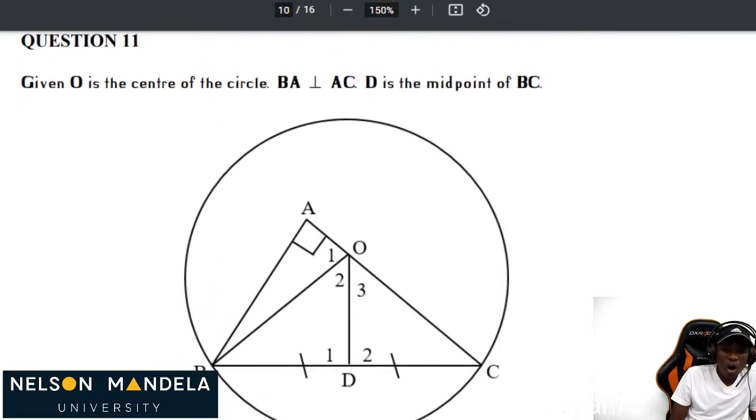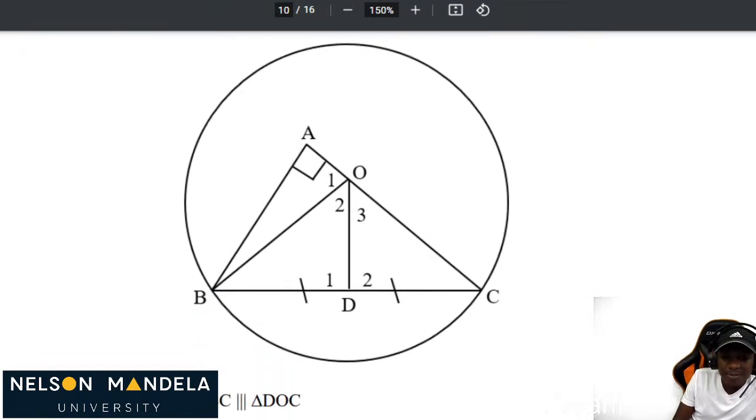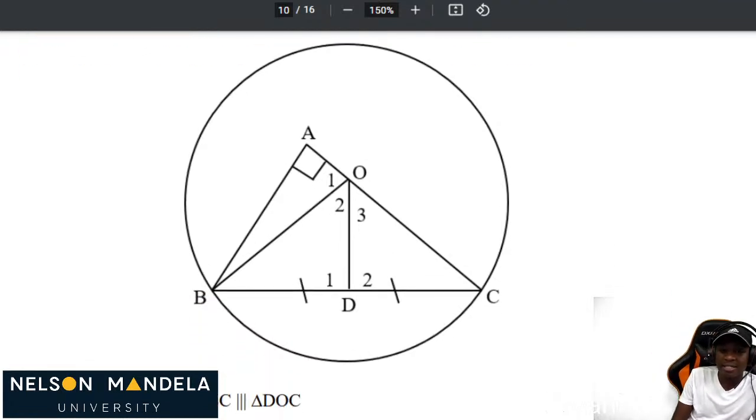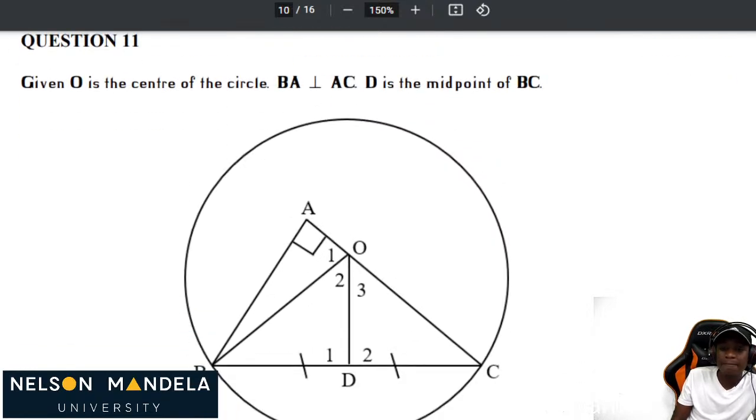Now, given O is the center of the circle, BA is perpendicular to AC. Where is BA? Oh, that's BA. We can see that they are perpendicular to each other because of that angle of 90 degrees at A. And D is the midpoint of BC, which means angle D1 and D2 are equivalent to each other because the line OD bisects the chord BC.